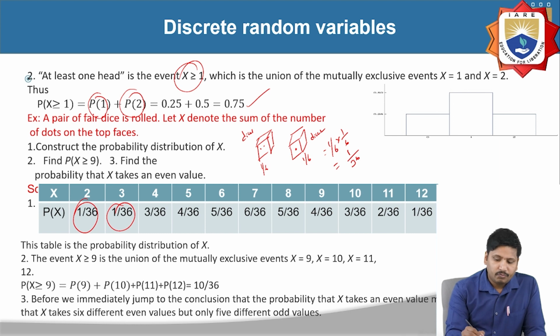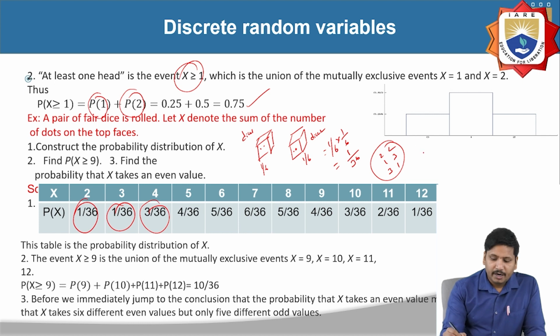Probability of getting 4, so 2 2, and another option is 2 2, 1 3, 3 1. So I'm getting 3 options out of 36, so I'm writing it as 3 by 36.